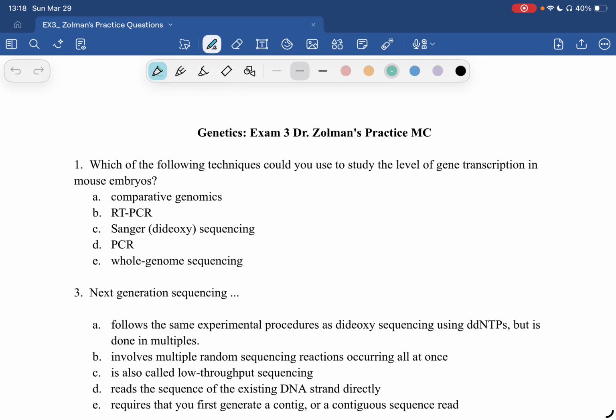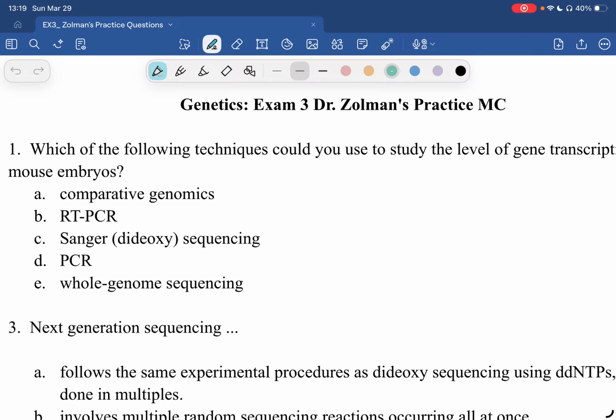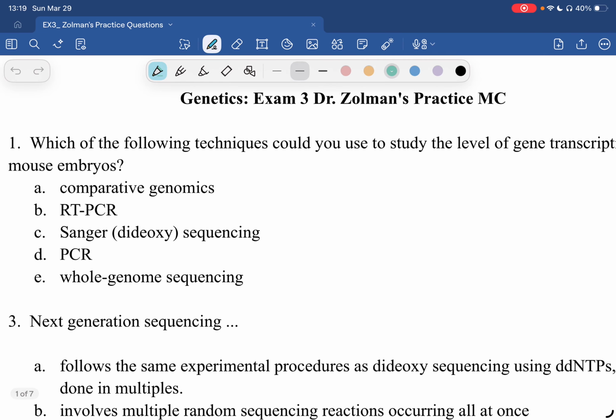So the first one: which of the following techniques could you use to study the level of gene transcription in mouse embryos? This is testing your knowledge of the different techniques that were used. So let's go over each one. Comparative genomics, remember, is when you're analyzing the relations of a genome sequence of two or more species. Comparative, it's in the name, is comparing two or more.